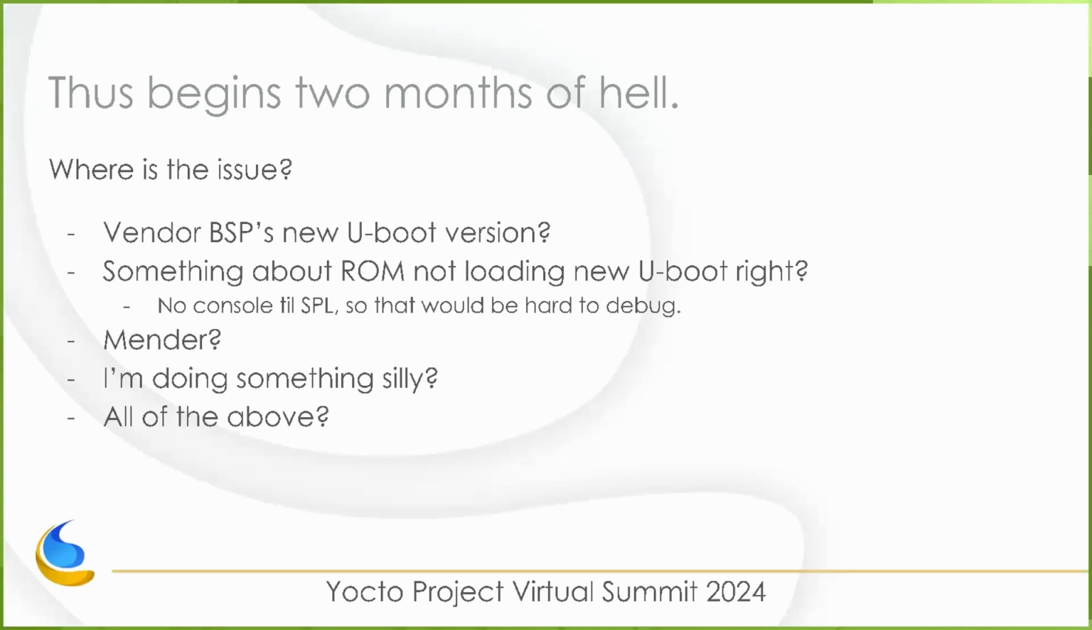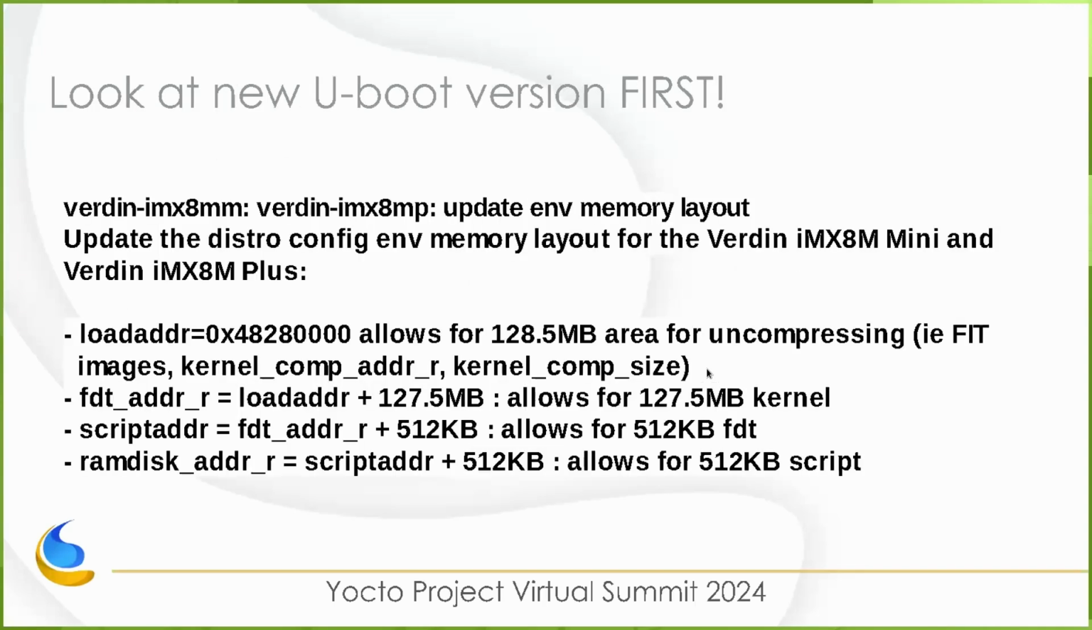And the thing to remember here is you don't get console until SPL, so that's going to be hard to debug. Or it's a little bit from column A and a little bit from column B, something I'm doing that's all over the place. So you need to start tracking that down. The first place you track it down is the new U-boot version. So I looked at the new U-boot version and, oh, here's a commit that's a problem.